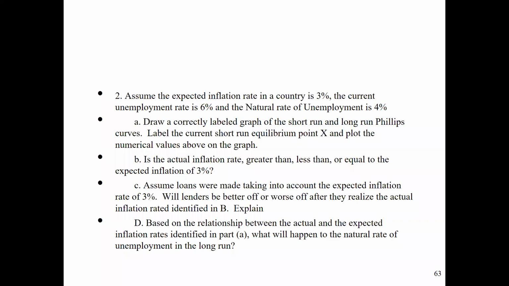Okay, let's try to graph this. Assume the expected inflation rate is 3%. You could refer, if you jotted down where to put expected inflation rate, to the first graph we did. The current unemployment rate is 6% and the natural rate of unemployment is 4%. Draw a correctly labeled graph of the short and long run Phillips curves. Let's just do part A first, okay? Did I put this in your notes or not? Yes, you did.